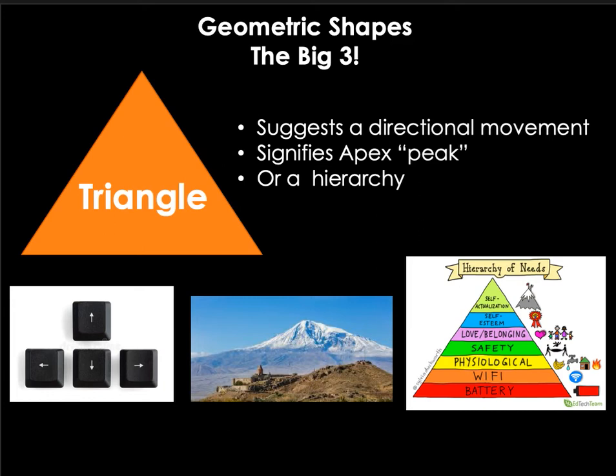Our second geometric shape is the triangle. And this is something that we use to suggest directional movement. Think of the arrow keys on your computer. Or it also can signify the apex, the peak, like a mountain peak. And we even use them as a hierarchy. So, based on lowest necessity to most important, the most important would be at the very peak, at the very top.